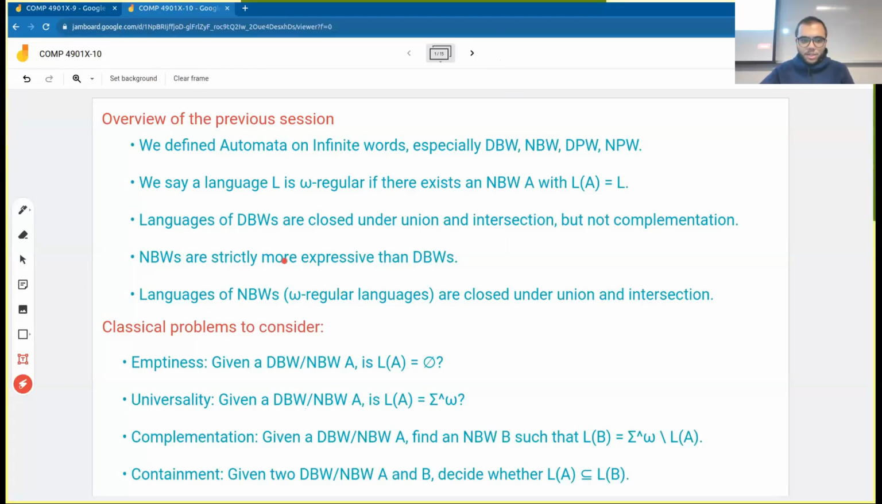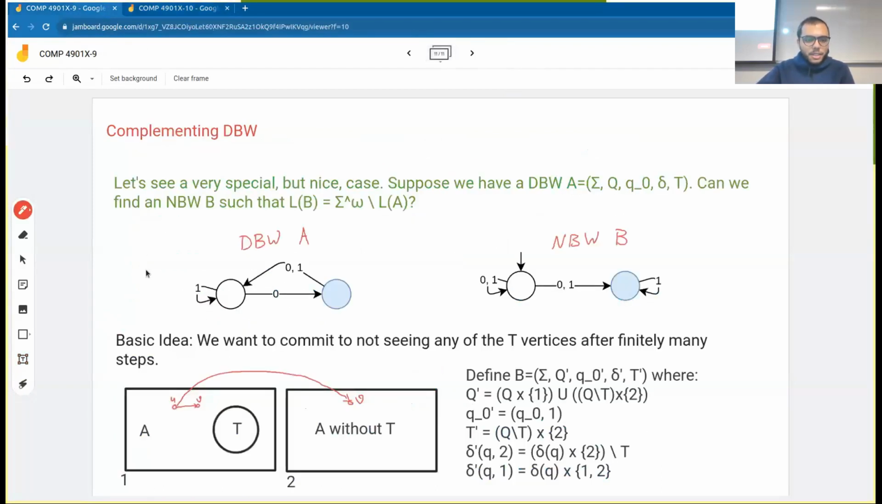We also saw that non-determinism really matters, and NBWs are strictly more expressive than DBWs. And finally, we saw that the languages of these NBWs are closed under union and intersection. I also promised you that they're closed under complementation. Hopefully, either today or in the next session, we will see why. Okay, but let's talk about complementation a little bit more.